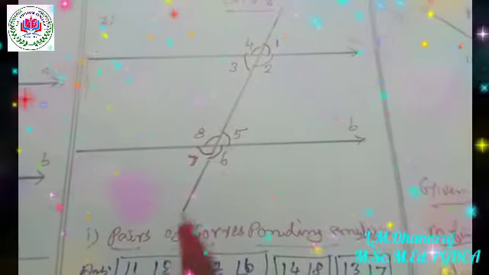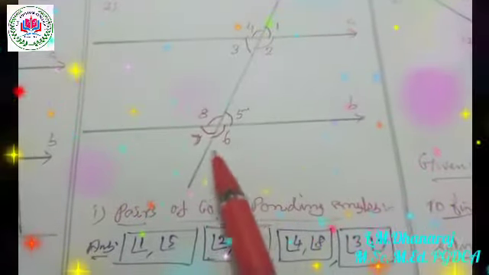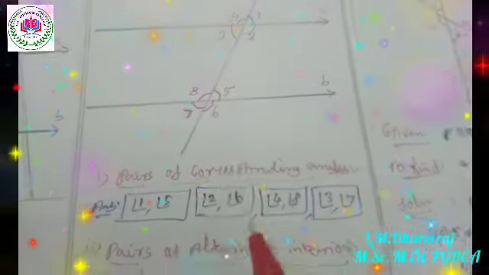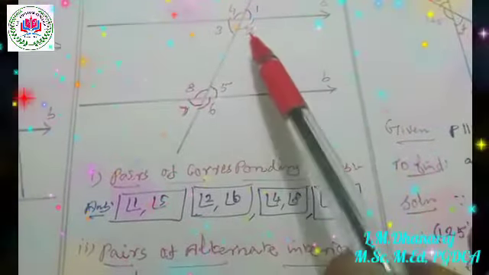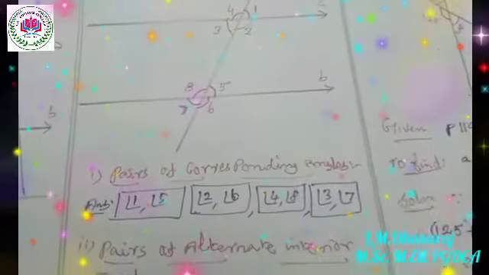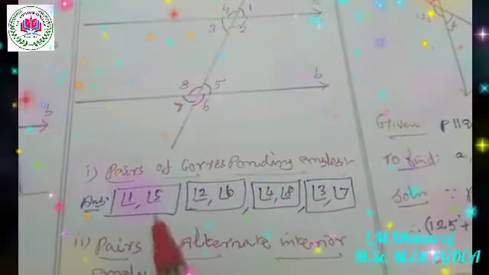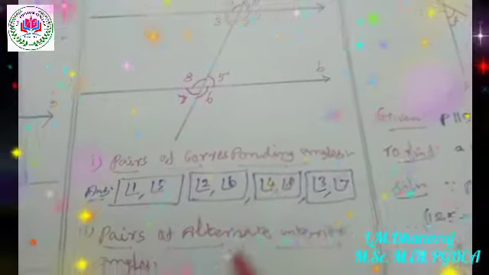Question number 2. A and B are parallel lines and there is a transversal over here. Look at the angles, angle 1, 2, 3, 4, 5, 6, 7, 8. Now we have to write pairs of corresponding angles. Pairs of corresponding angles means angle 1 with angle 5, angle 2 with angle 6. Similarly, angle 4 with angle 8, then angle 3 with angle 7. So these are the pairs of corresponding angles.